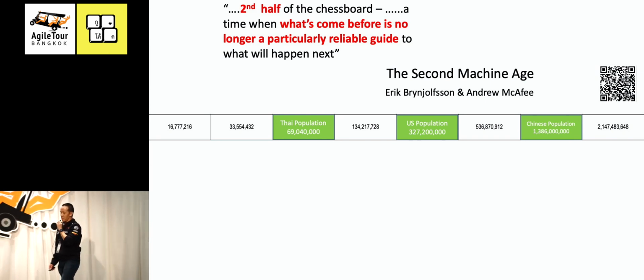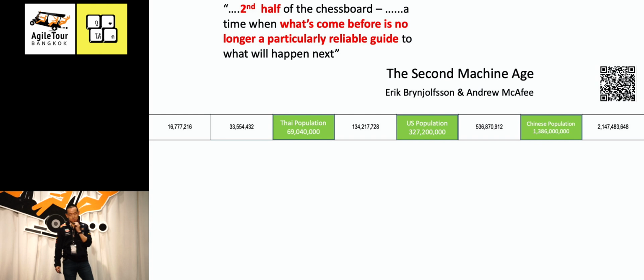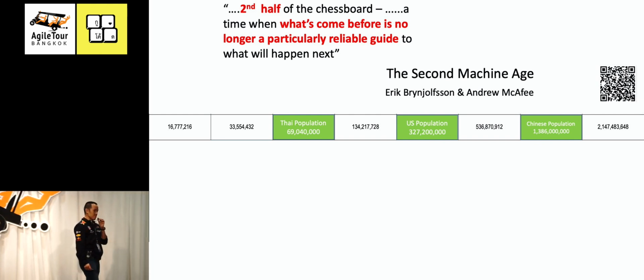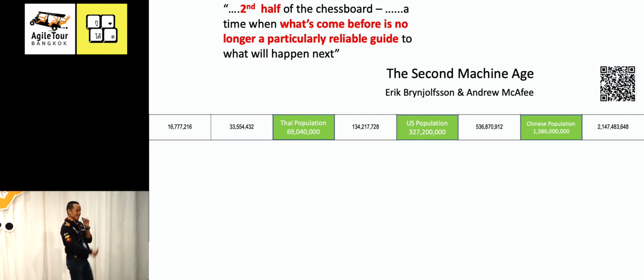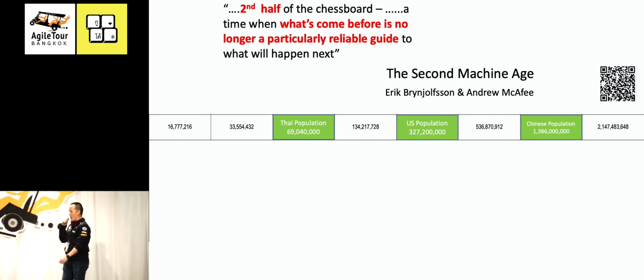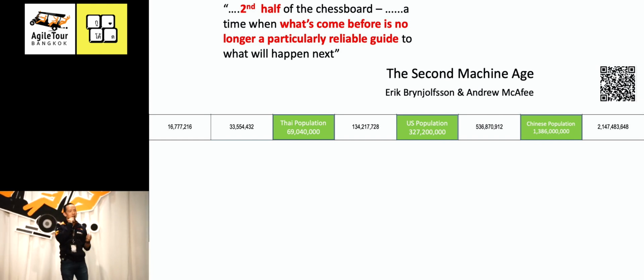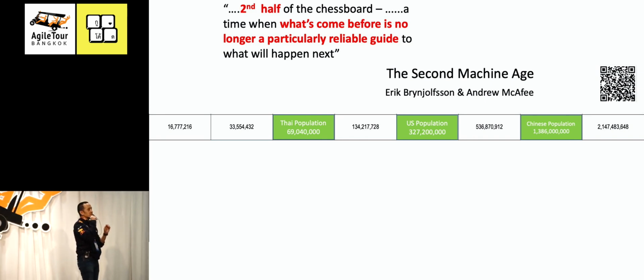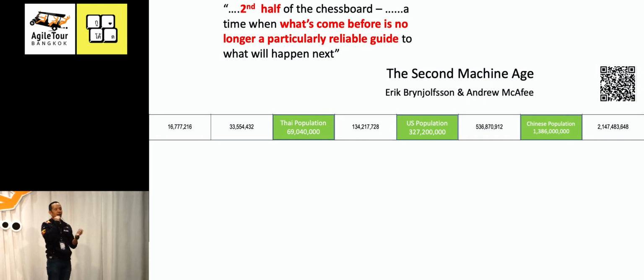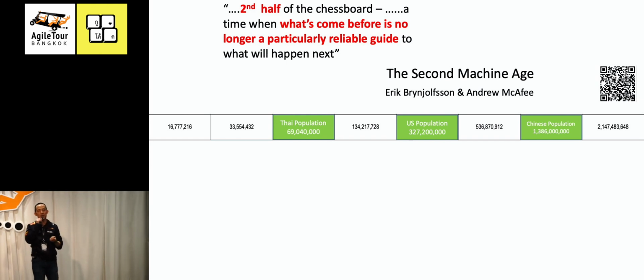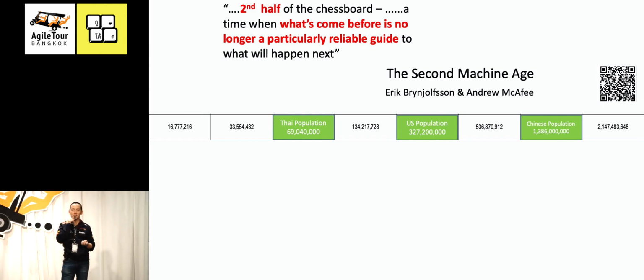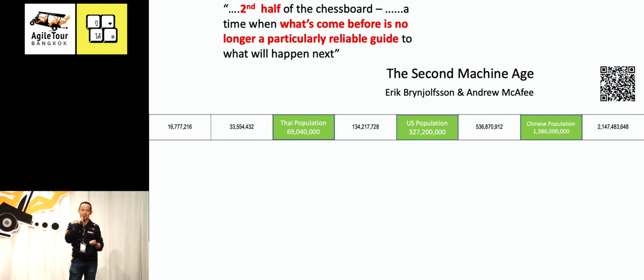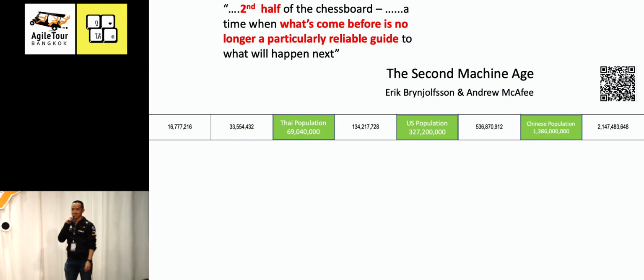What is in the second half of the chessboard? The human population is 7 billion. So why is this different? If we say we have a good idea and our target is 50% of the Thailand population, we're talking about 35 million people, right? On the flip side, if we say, hey, I have a great idea and my target is 1% of the world population, that's 70 million people.